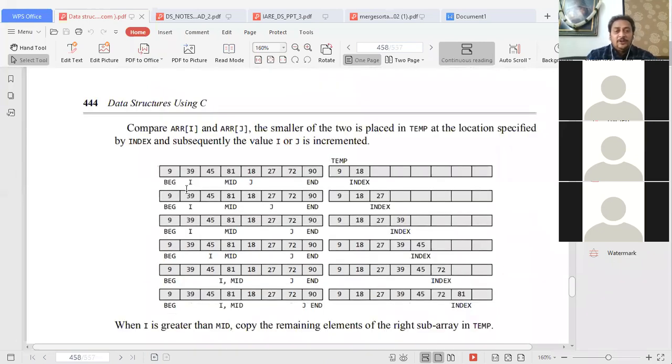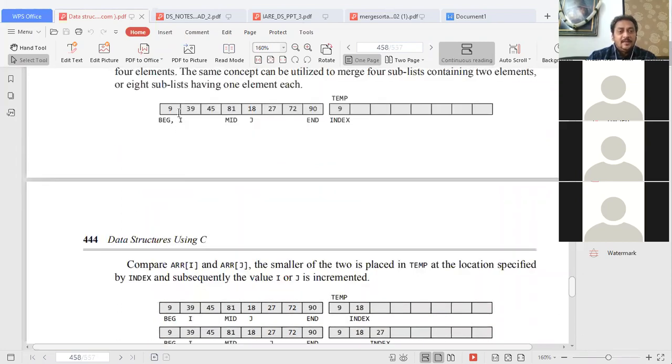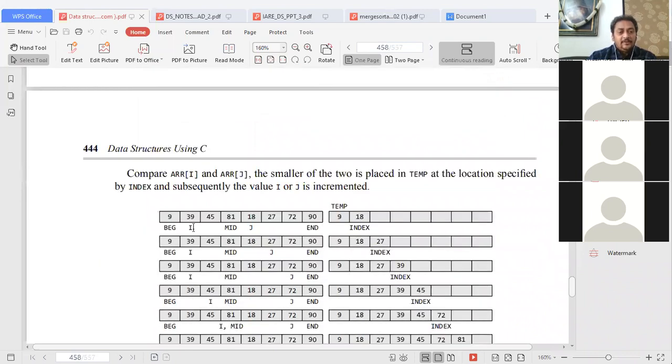The screen is visible to you now? Yes, sir. Initially I is at beginning, that is the A0 position. What is the new position of I? I is supposed to be incremented to its next position, A1. I becomes I plus 1, and j remains at j.